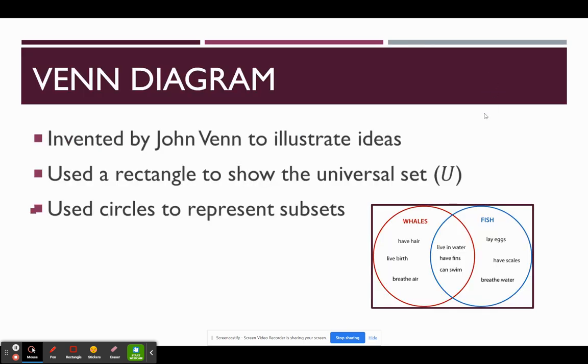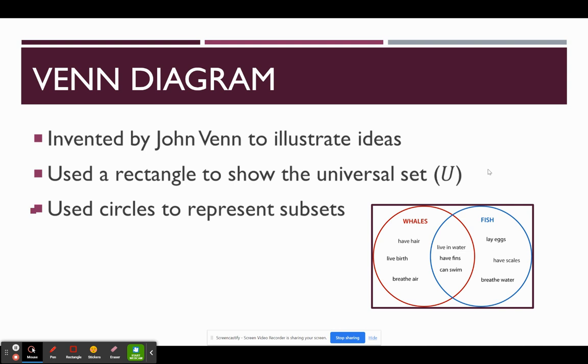So the Venn diagram, invented by John Venn, is used to illustrate different ideas. We've got to talk about some of the definitions first and kind of lay the groundwork of what we're seeing here. You can see the rectangle around the outside includes the universal set. That's kind of all the things that we're looking at. So for this example, the universal set looks like stuff that lives in the ocean, fish and whales. We use circles, however, to represent different subsets within our universal set. You can see here we have a whales subset and we have a fish subset. And within those two subsets are the different characteristics.